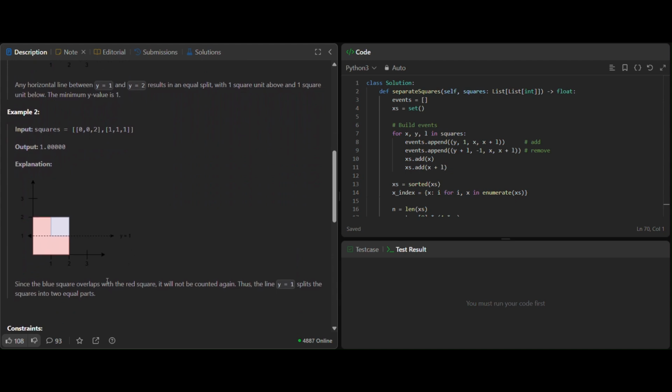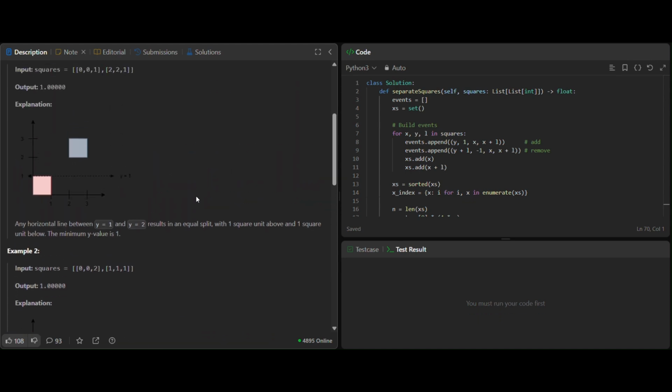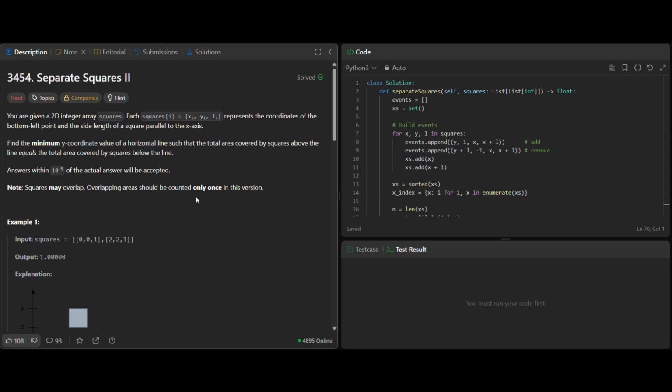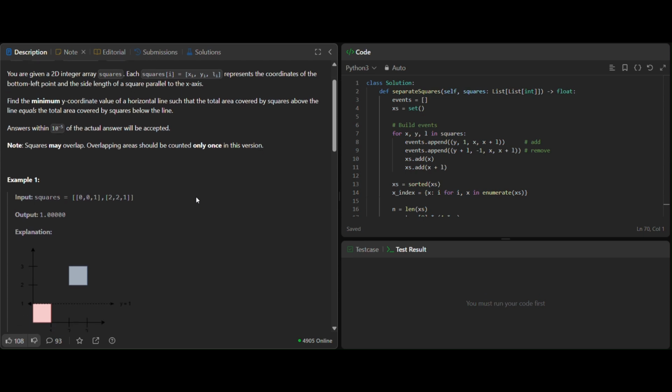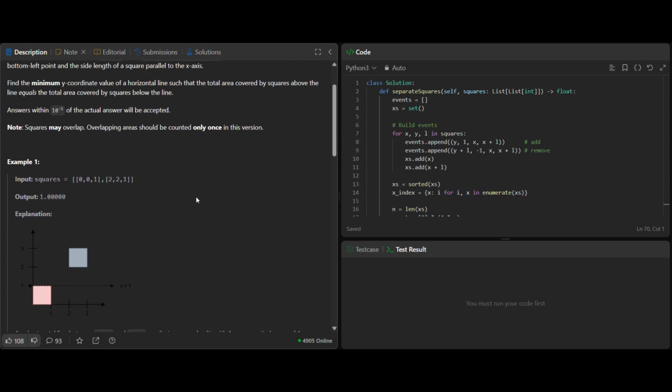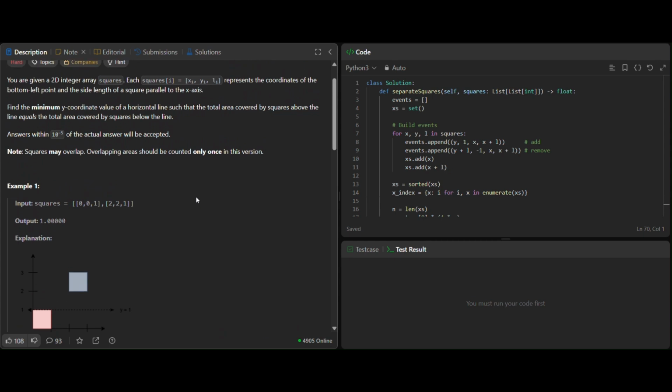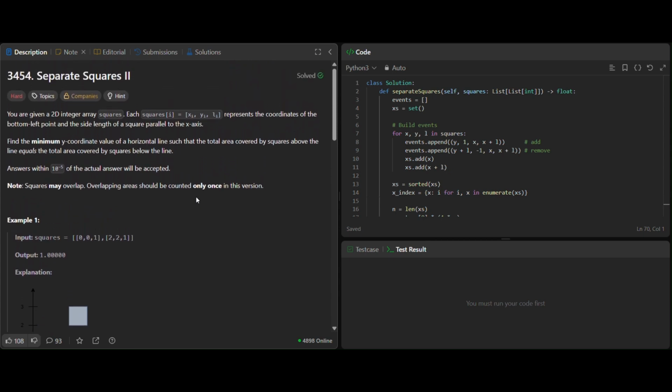Imagine 2 overlapping squares. We draw a horizontal line at some height. We set y equal to mid. For each square, part of it may lie below the line, part may lie above, or it may be entirely on one side. The key detail: when squares overlap, their shared region must only be counted once.